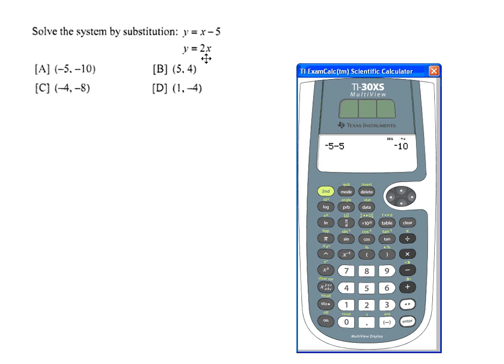Does that mean it's the answer? Not yet. We have to check this one. Once again, I've got -10 in for Y, and so I'm going to put the -5 here. So 2 parentheses, -5, and we get -10 once again. So it looks like A is my answer because it worked out for both of these.